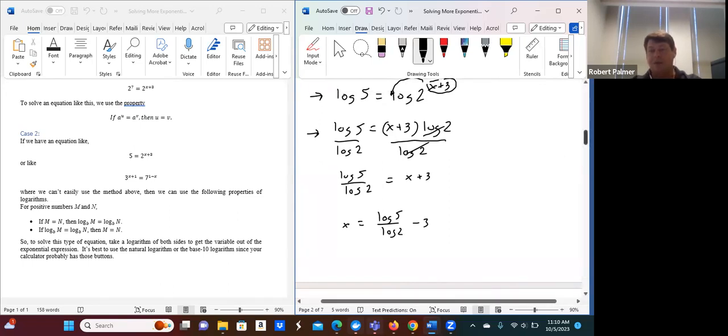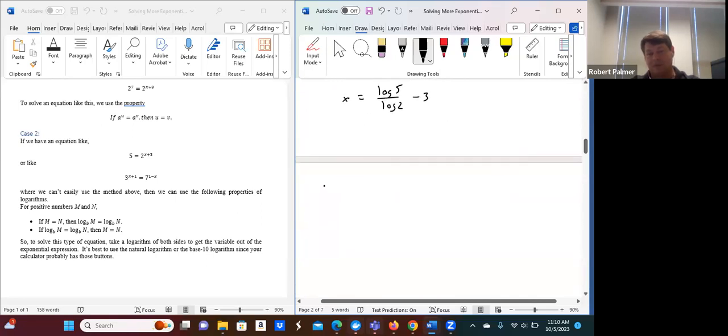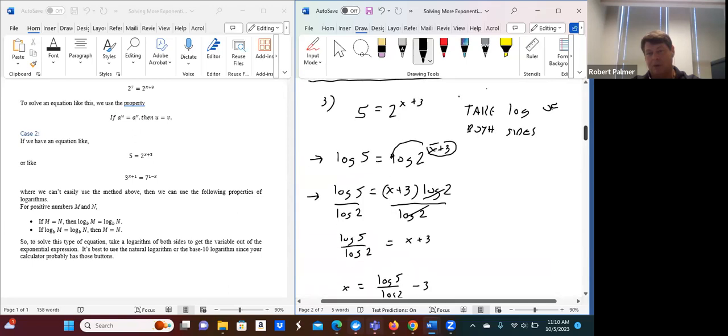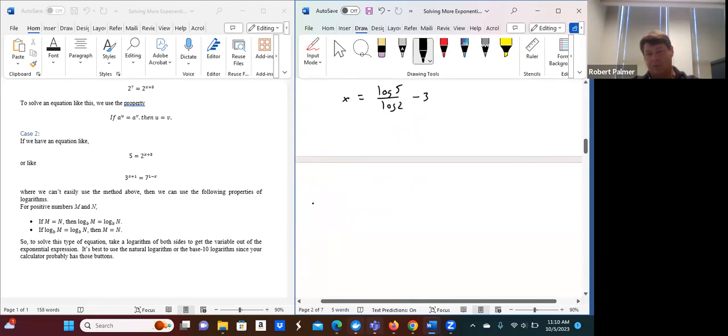Okay. Now, let's also do the same thing. I'll call this number 4. So 5 is equal to 2 to the x plus 3. But this time, let's take the natural log of both sides. I'm going to show you that you can take any log. This will work for any base log, but these are the best ones to use. So take the natural log, or ln, of both sides.